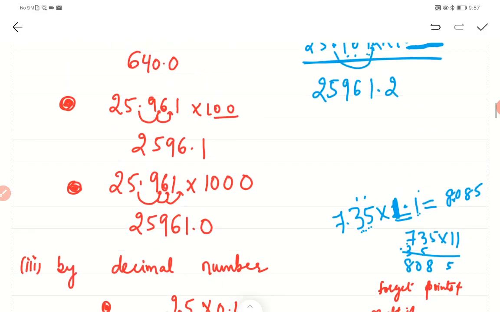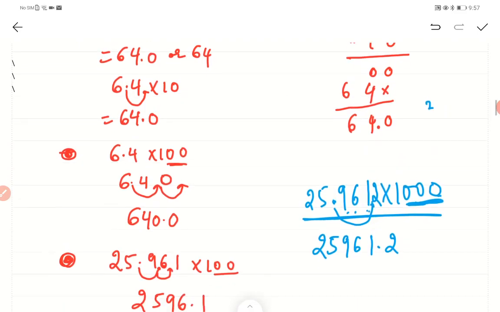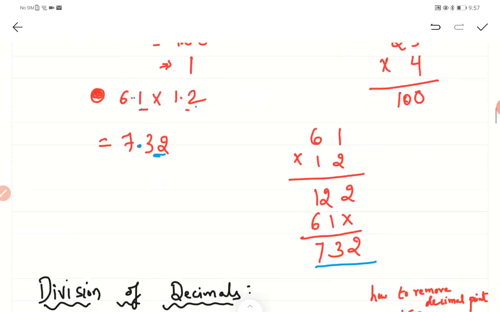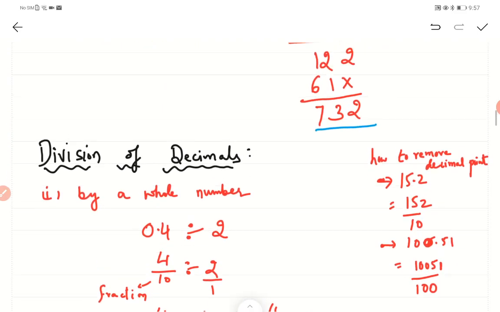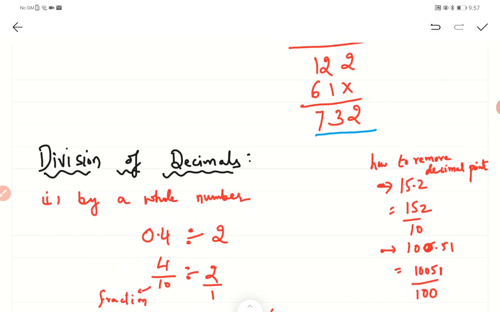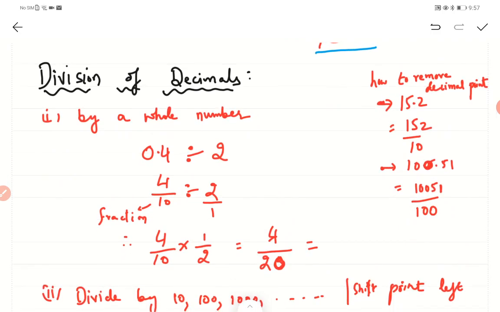Here we had seen a decimal number with a whole number. All right, so now let's move on to the division of decimals. Already in 6th class you are familiar with decimals, so I think it is easy for you to understand this.